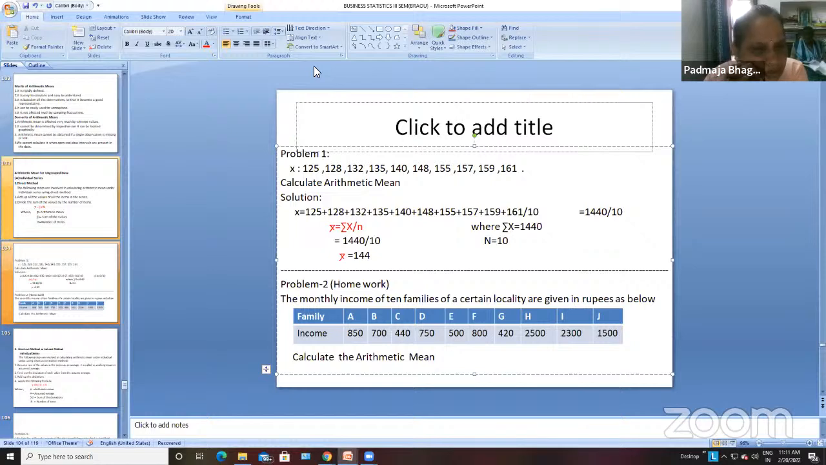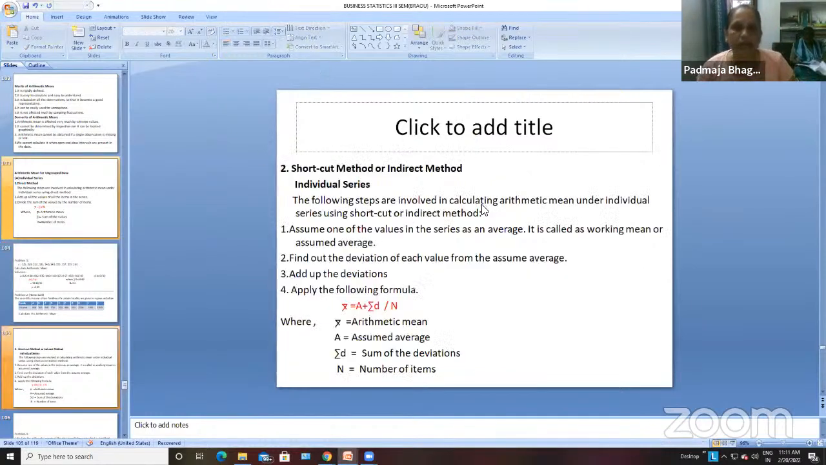Good. Next, now we are going to the next method. That is a shortcut method. अभी तक अपन direct method देखे ना? In that only we have a shortcut method or the indirect method. And this is a step involved in calculating the arithmetic mean under individual series. We are doing only under individual series.